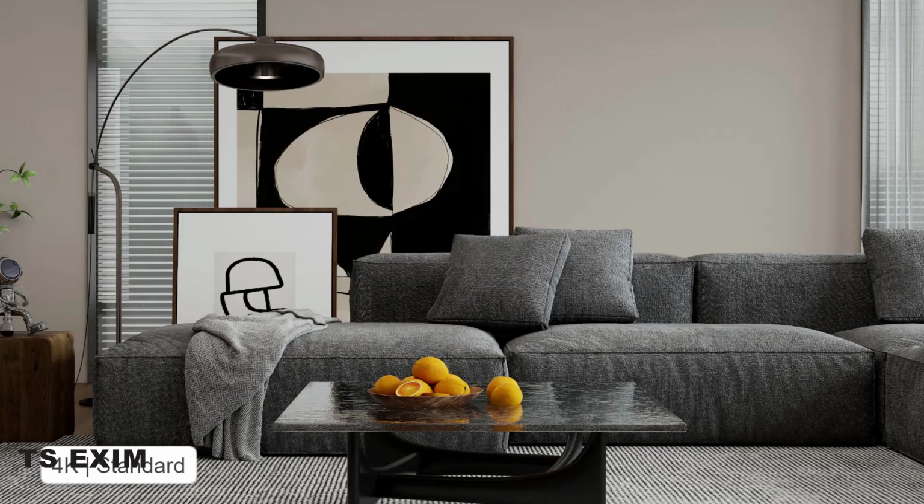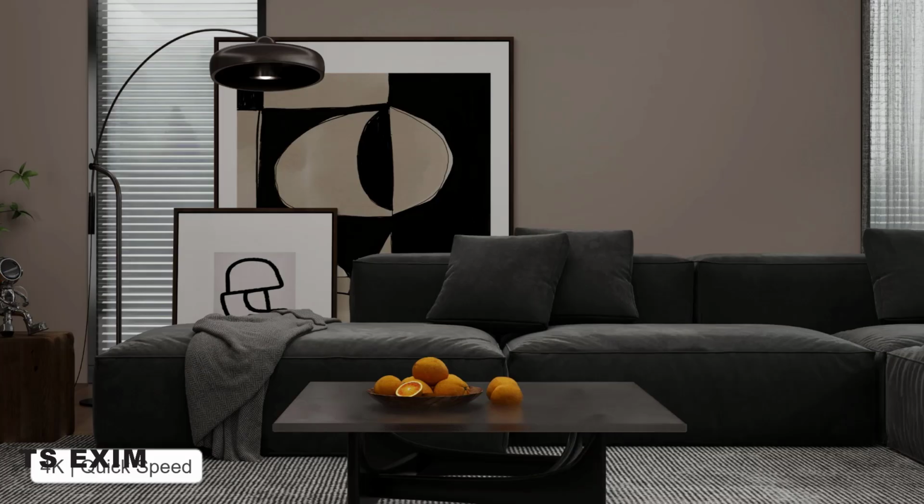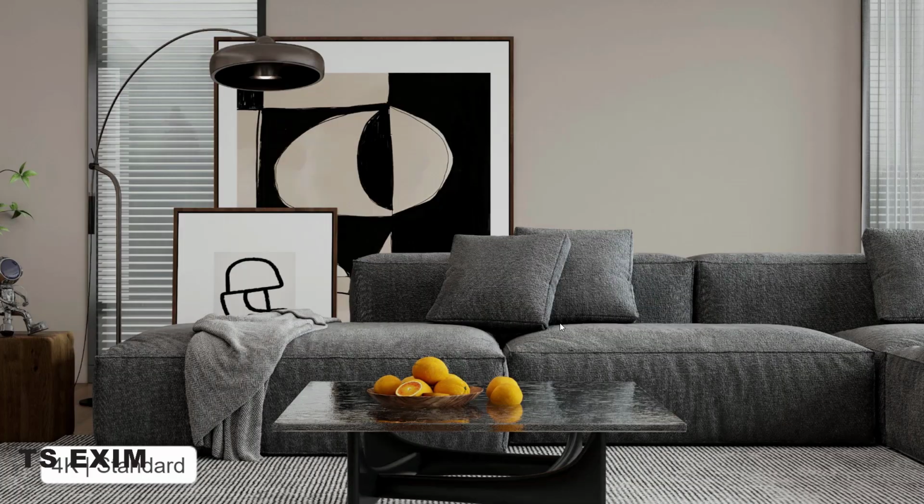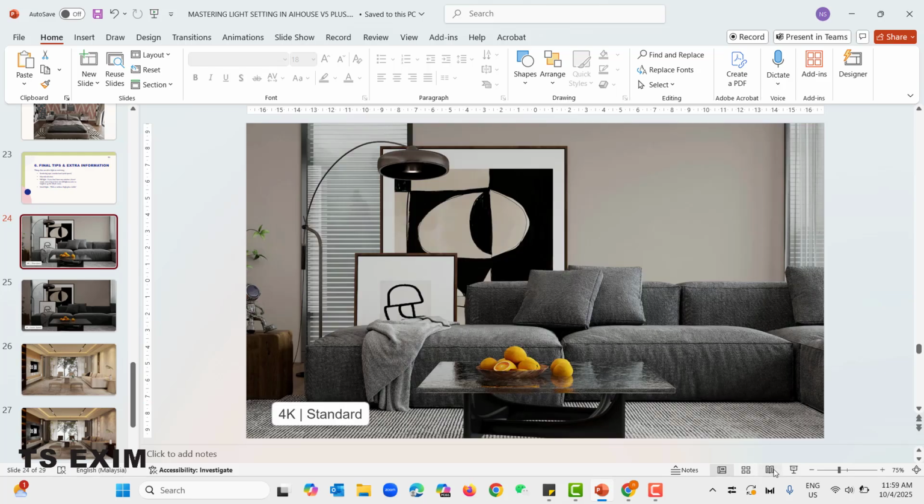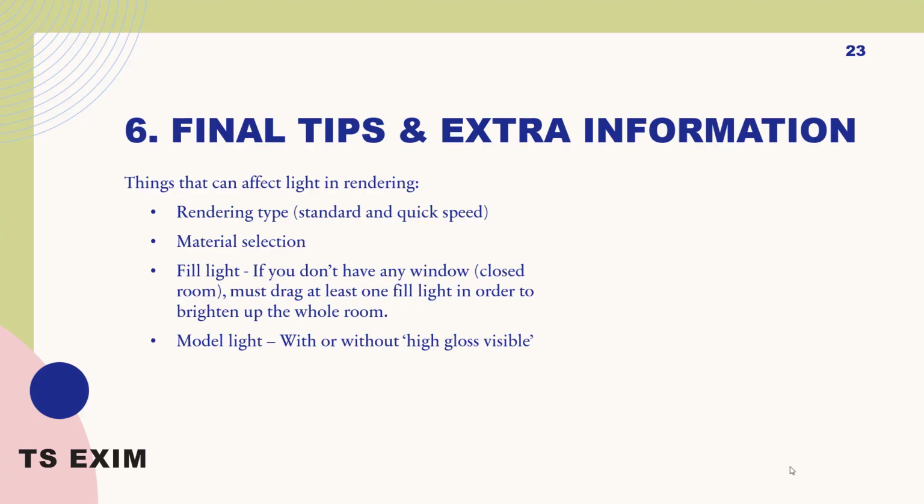So you can see standard is more brightened up and you can see the material effect is more defined. It looks more realistic. But if you use quick speed, everything is like cartoon a bit. You can see the sofa and the lighting also is quite dark. It's darker than the standard rendering. So these are the differences. Then we go back here.